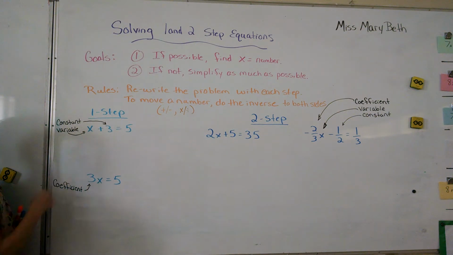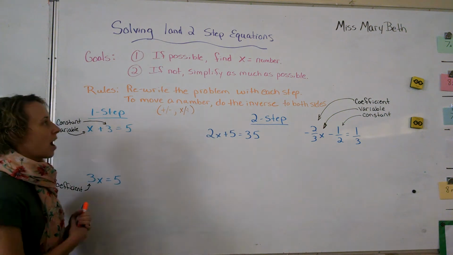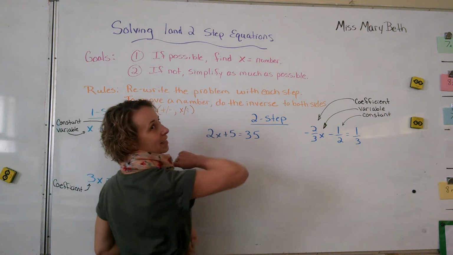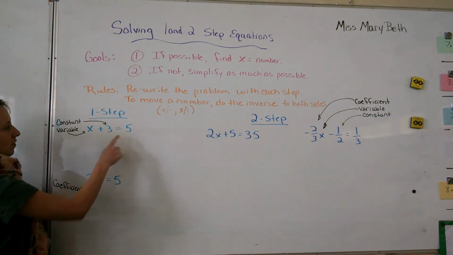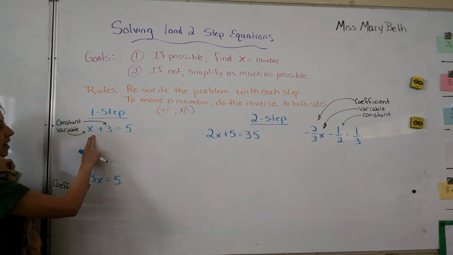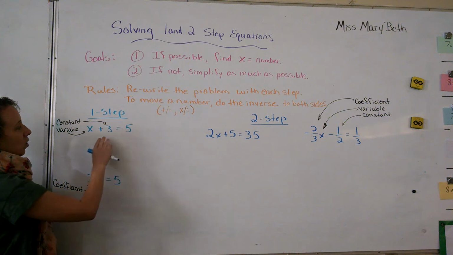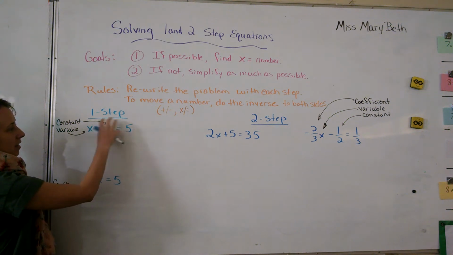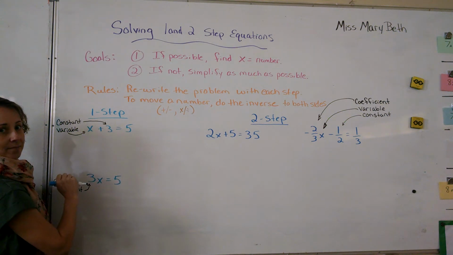Okay, so let's solve some one-step equations. We're going to rewrite the problem, do the inverse to both sides to try to get to the place where we have x equals a number. Here we go. X plus 3 equals 5. How do I solve this? Well, I want to get down to x equals something. And the way to do that is going to be to move the 3 to the other side. So I'm left with x equals a number.